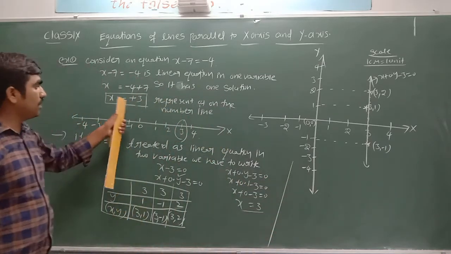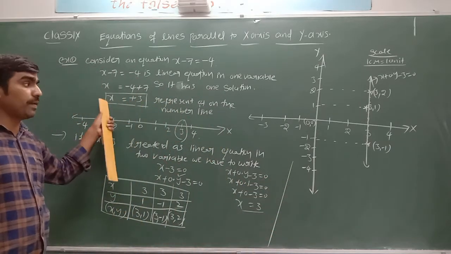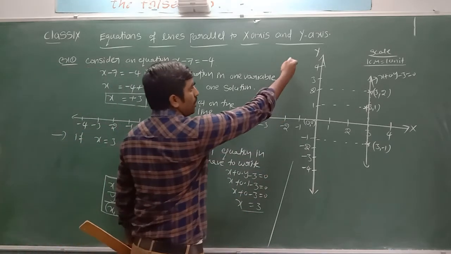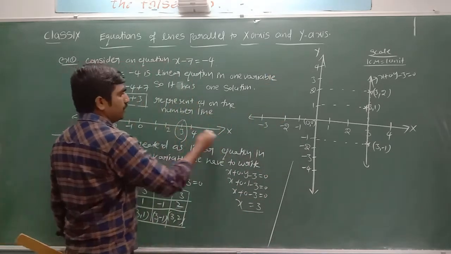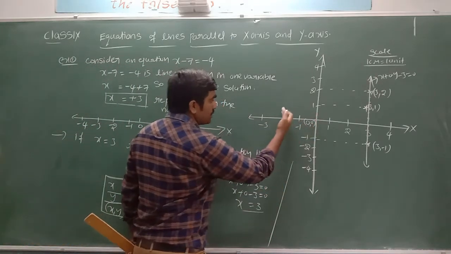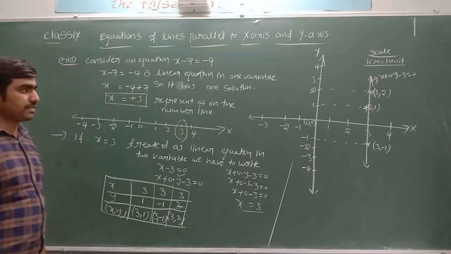If x is equal to 3, x equal to 4, x equal to minus 1, x equal to minus 2, whatever value you take, it is always parallel to the y axis. If I take x equal to minus 2, it is also parallel to the y axis, and it is 2 units away from the y axis.